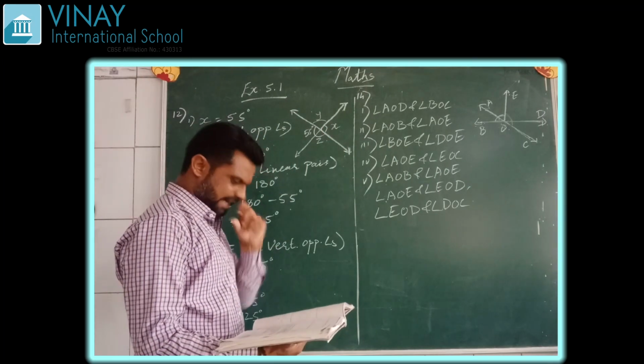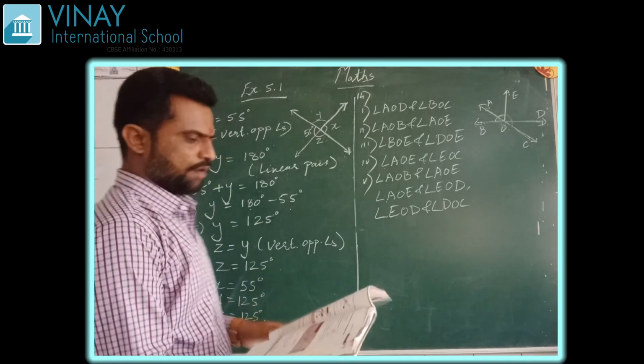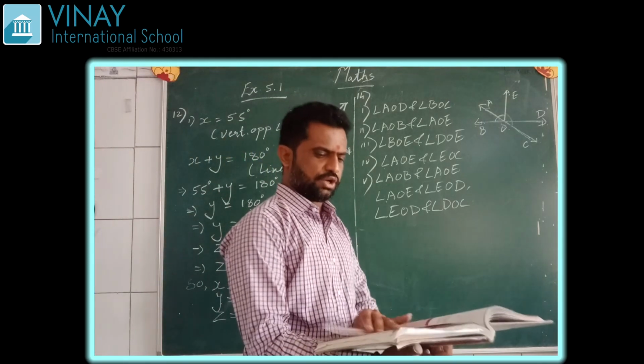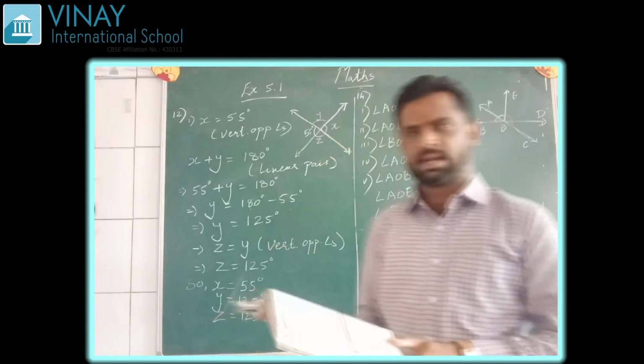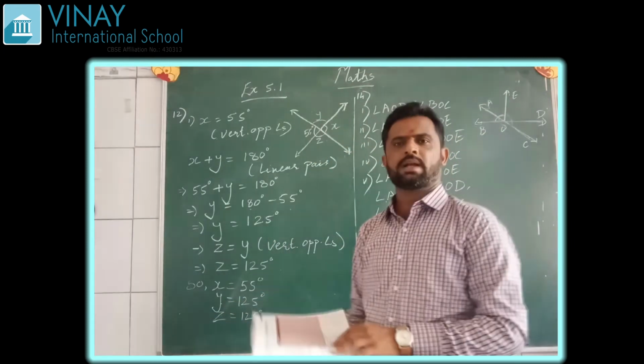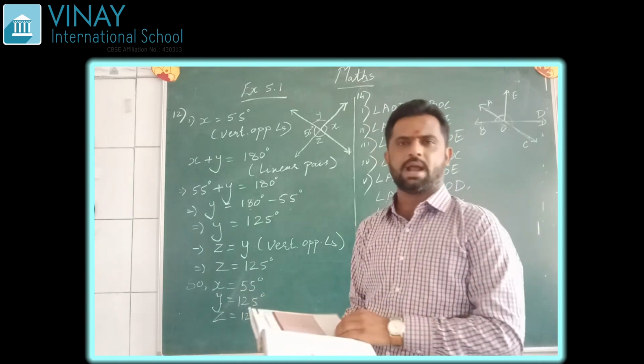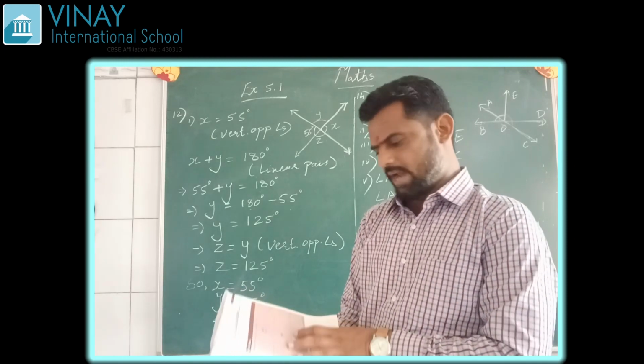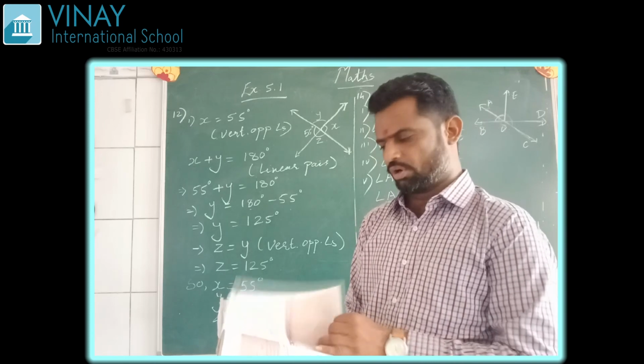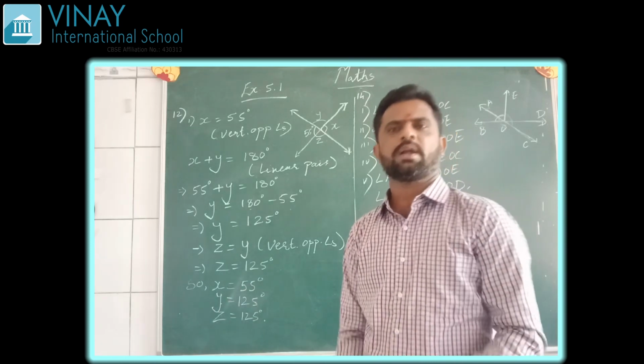Now your homework is the remaining sum. First you have to write down the definition of all the pairs of angle, that is complementary angle, supplementary angle, adjacent angle, linear pair and vertically opposite angle, and then you have to complete your exercise 5.1 in your notebook.